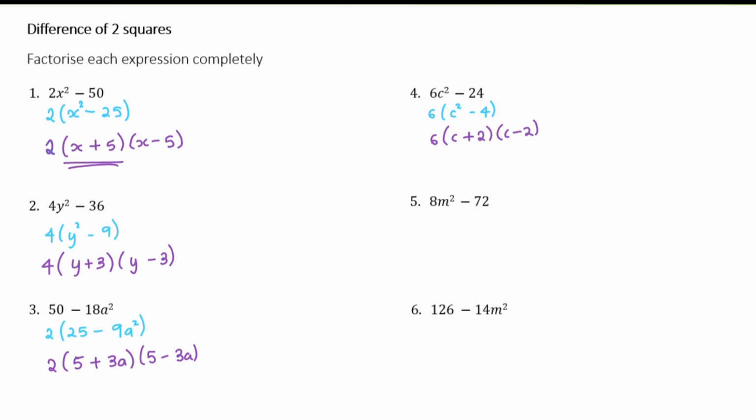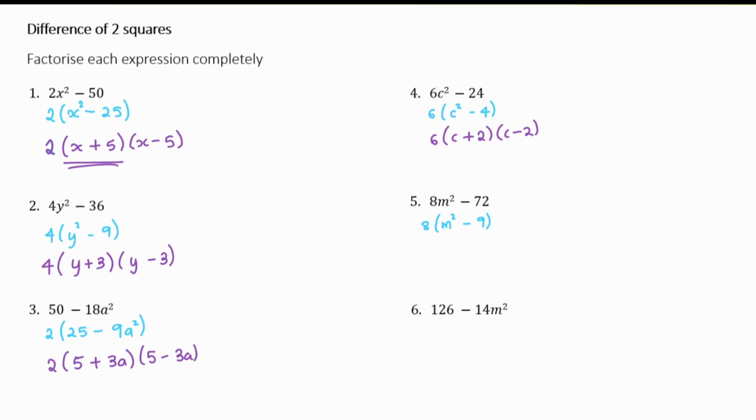For number 5, we've got 8m squared minus 72. So the highest common factor of 8 and 72 is 8, and we open the bracket, and to make 8 into 8m squared, we would have to multiply that by m squared. In order to make 8 into minus 72, we would have to multiply that by minus 9.